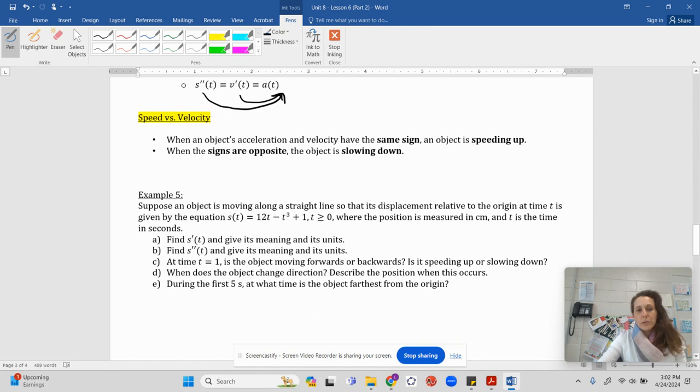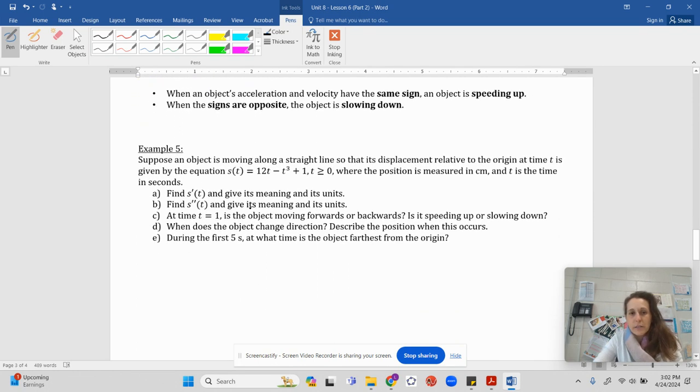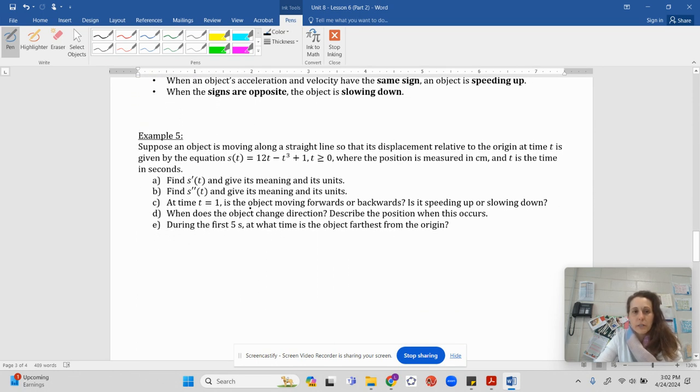So we have an object moving along a straight line so that its displacement relative to the origin is given by this equation, true for time greater than or equal to 0. Position is measured in centimeters, time in seconds. Find S prime of t and give its meaning in units. So we have S prime of t is equal to 12 minus 3t squared, and the units are centimeters per second.